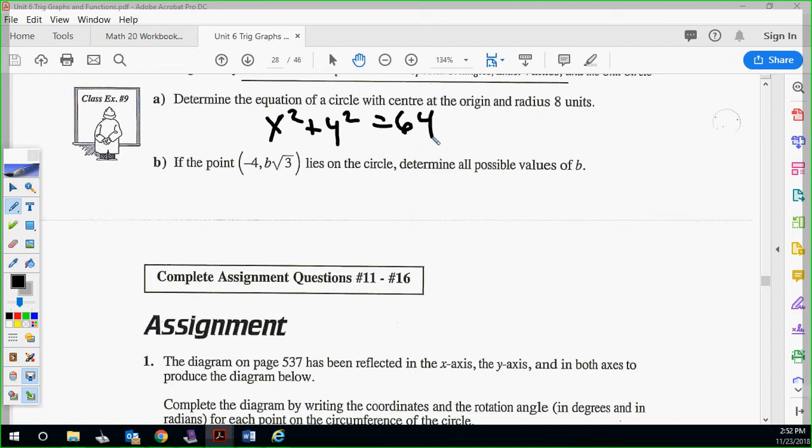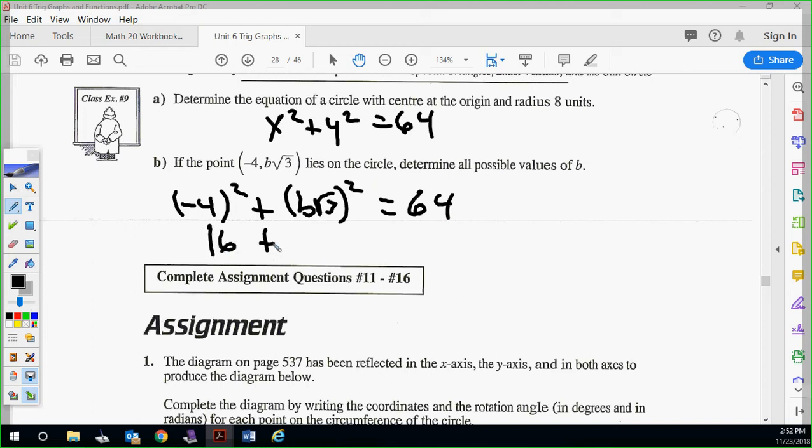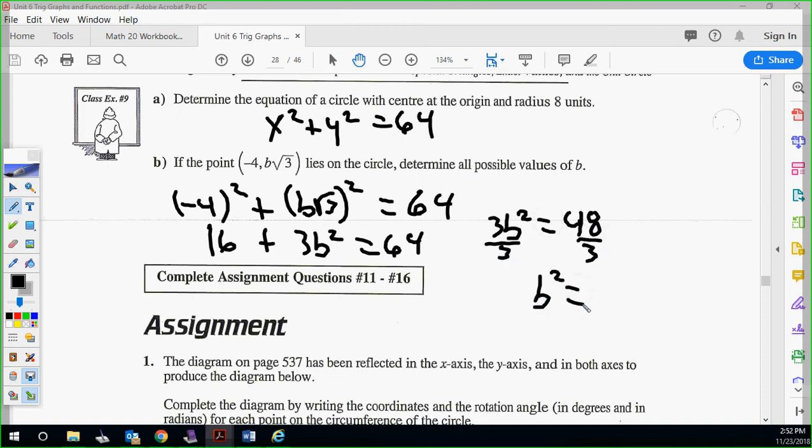We kind of know that circles are symmetric in terms of pluses and minuses. So what we're going to do is, we're doing our x squared plus y squared equals 64. So negative 4 squared plus b root 3 squared equals 64. And we're going to solve for b now. So negative 4 squared is 16. Okay. B root 3 squared is 3b squared. And then we're going to subtract the 16. So we get 3b squared equals 48. Divide by 3, b squared equals 16. Square root, b is plus or minus 4. Okay, so what that means is the values for b can be plus or minus 4.